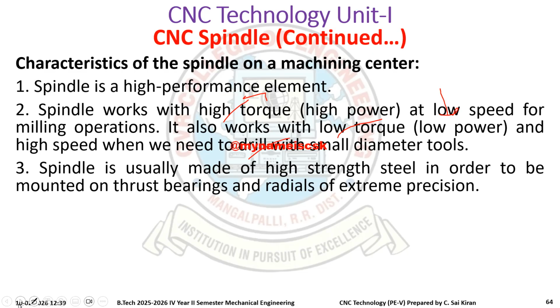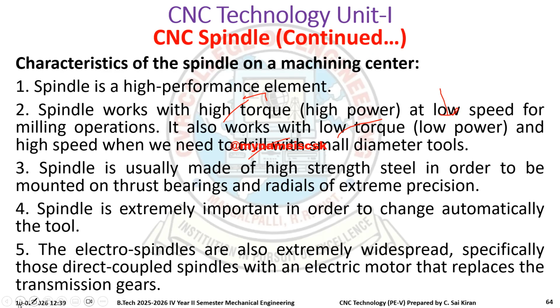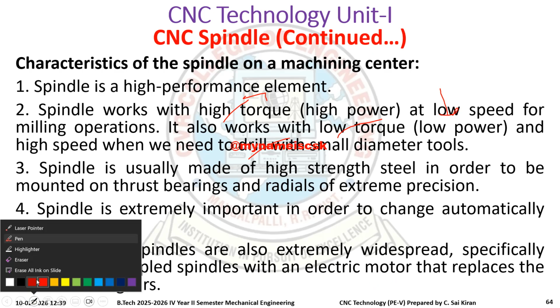The spindle is usually made of high strength steel, mounted on thrust bearings and radials for extreme precision. Spindle is extremely important in order to change tools automatically. So if you want to change tools automatically, the spindle is extremely important. Electro spindles are also extremely widespread. In these, we can use electro spindles with an electric motor that replaces the transmission gears.